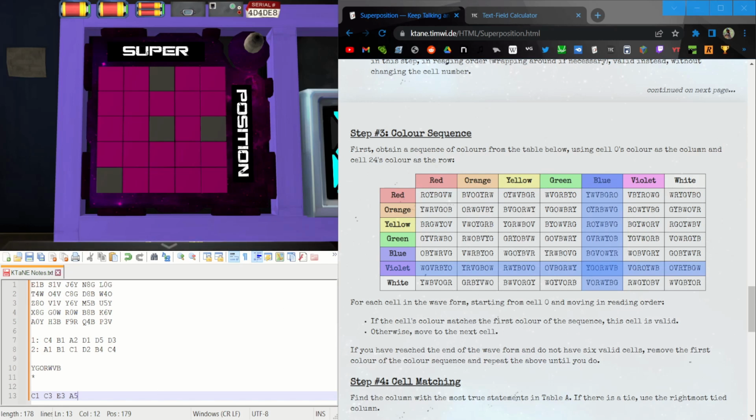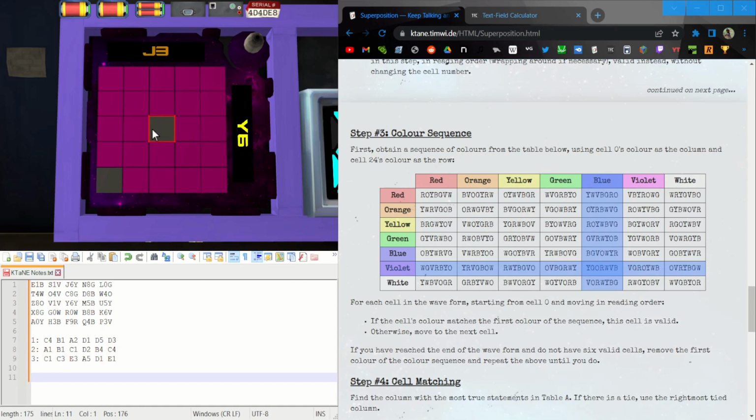So now that we've gone through the whole grid, we take this color off right here, and now green is the first color. So now we need to do the same thing, except look for green cells. Here's the first one here. It's Delta 1, and then Echo 1. Now we have 6, so we stop. And that would be the valid cells for the third step.